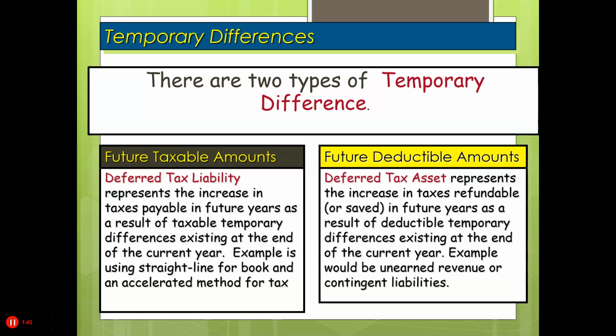Now we also have what we call a deferred tax asset. It represents the increase in taxes refundable or saved in future years as a result of deductible temporary differences existing at the end of the current year. Examples would be unearned revenue. For tax purposes, we have to treat it as revenue, but for book purposes, we do not. Or contingent liabilities, where we estimate a loss that we may incur in the future. The IRS doesn't allow you to take that as an expense until it actually occurs.